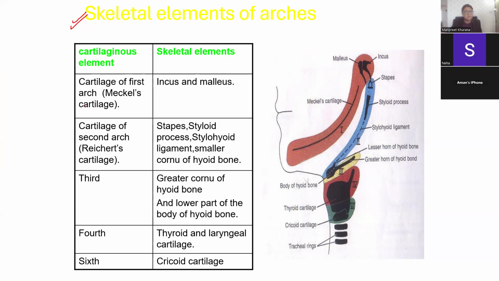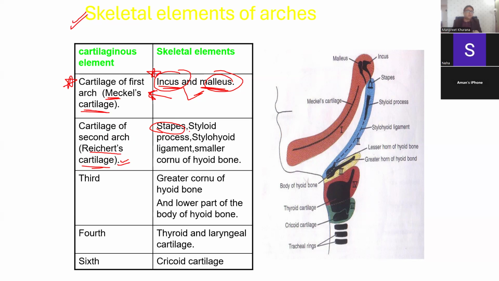It's known as Meckel's cartilage. The skeletal elements of the first arch are the incus and malleus. Can anybody tell me what these incus and malleus are? Bones present in the ear. Very nice. The three bones are malleus, incus, and stapes. The malleus and incus are formed from the first pharyngeal arch, whereas the third one, the stapes, is formed from the second arch, which is known as Reichert's cartilage.